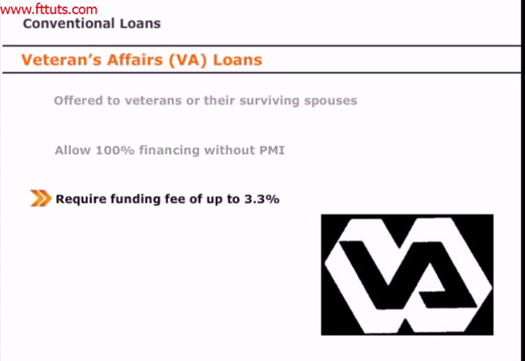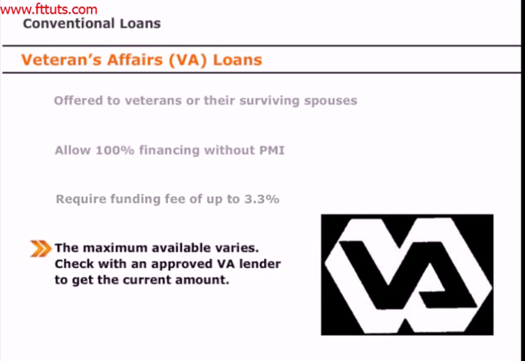A VA funding fee of up to 3.3% of the loan amount may need to be paid to the Department of Veterans Affairs and can be financed as part of the loan. The VA may restrict how much you can borrow at any time with its loan. This maximum can vary from time to time, so you will want to check with your VA-approved lender to get the current amount. In some cases, the VA also offers jumbo loans and a loan for non-veterans called vendee financing. It is commonly offered on VA foreclosures and is available to any buyer.